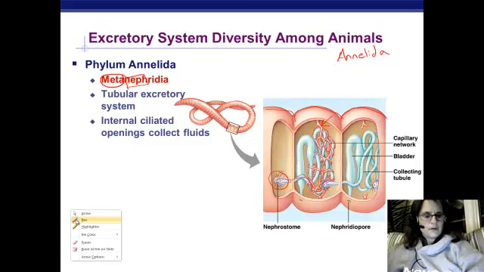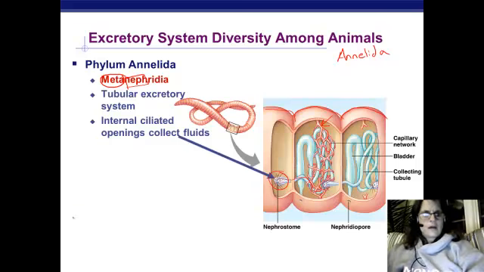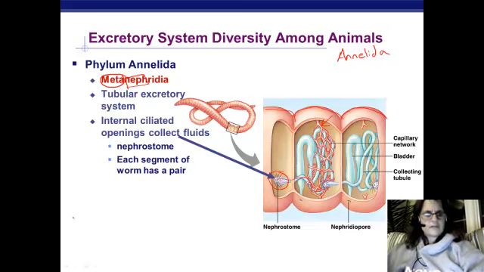Oops, sorry. Okay. Now, that's called a nephrostome. Nobody's going to ask you that; if they do, they're a jerk. So, something to keep in mind.